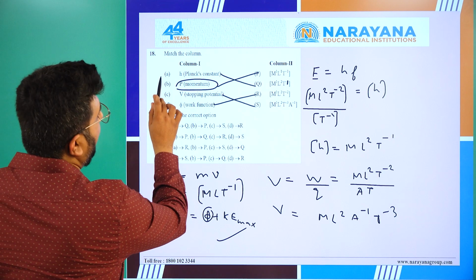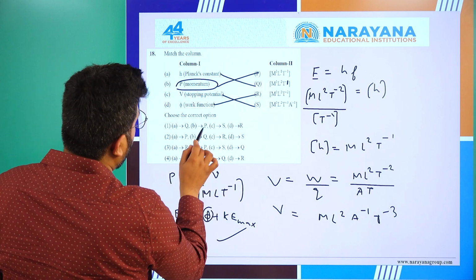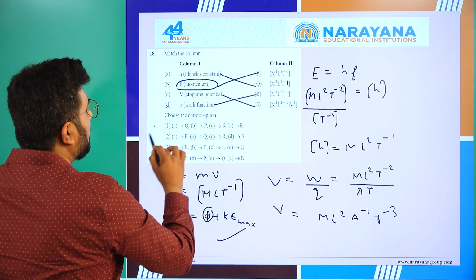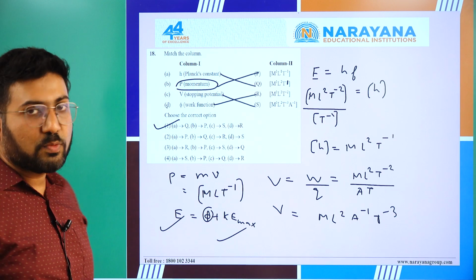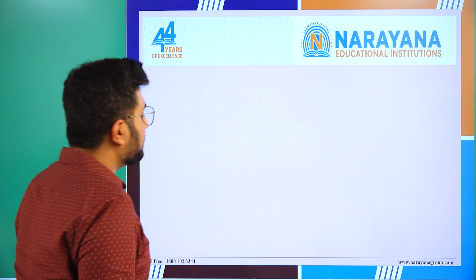You can see for A it is Q, for B it is P, for C it is S, and for D it is R. So, basically your answer is 1. Okay. Now, let us go to the next question.